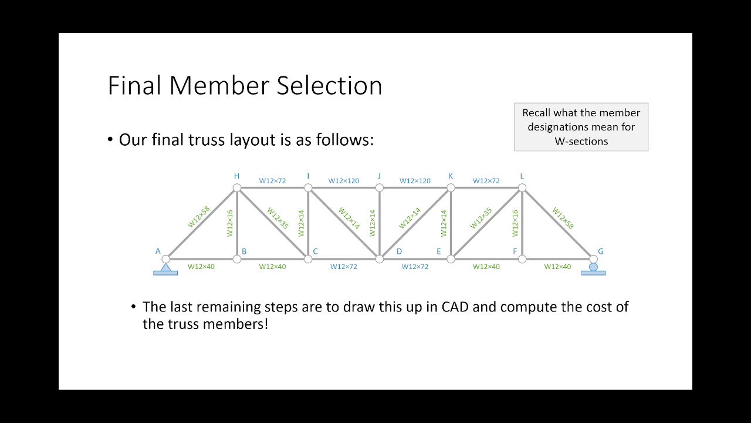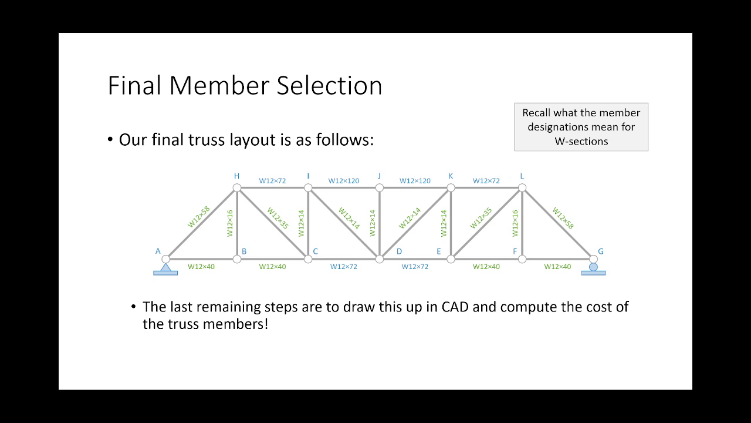Now that I've got a truss, I only have to do 2 things: draw it up in CAD and figure out how much the dang thing is going to cost. Remind me, for a W12 by 72, how heavy is that per foot?